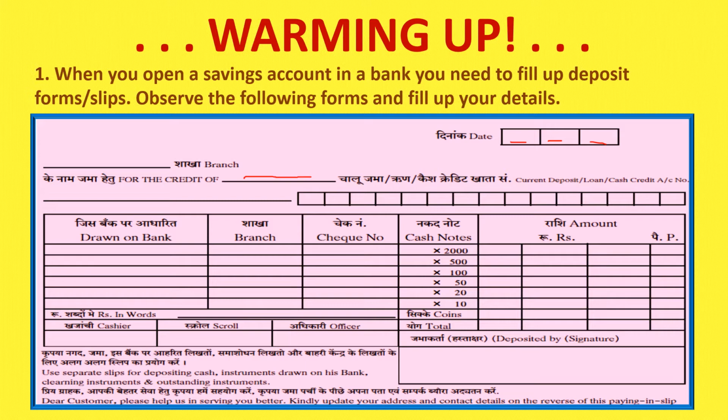Then you have these boxes here for your bank account number. So you have to write down the whole bank account number, not only those last 4 digits. Then comes this part here, drawn on bank, branch and check number. So suppose you are putting in a check into somebody's account.